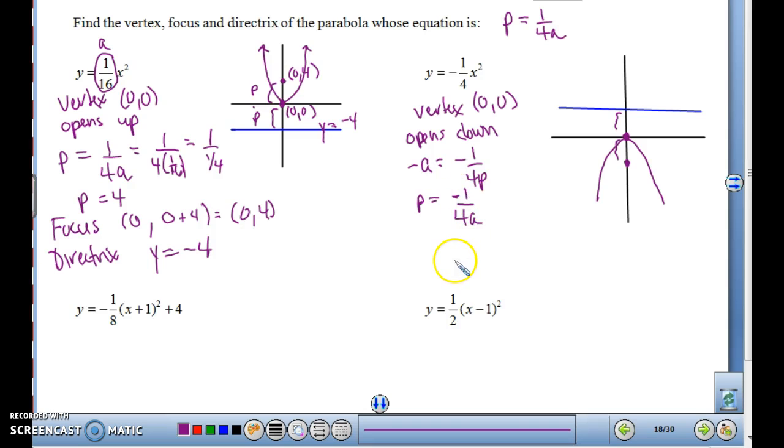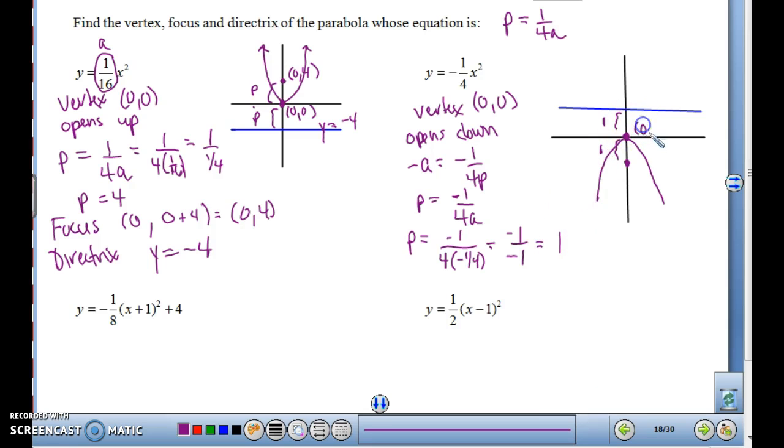All right, now let's plug in our a value. Our a is negative 1/4, I'm sorry. So this is negative 1 over 4 times negative 1/4. 4 times negative 1/4 is negative 1, and negative 1 divided by negative 1 is positive 1. So my focal length right here is 1.